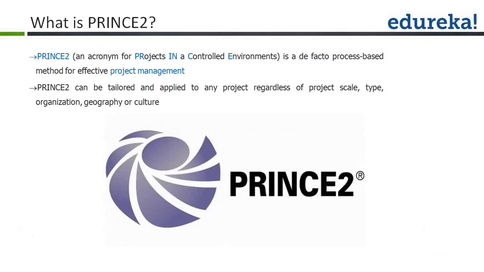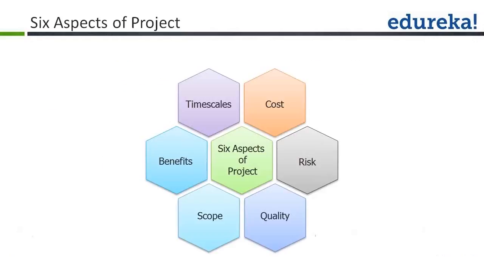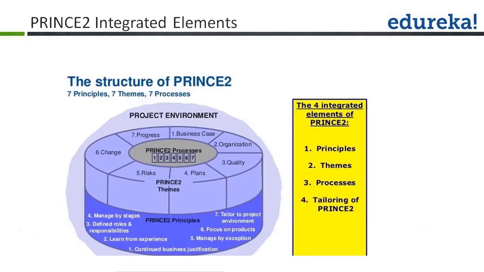One of the major advantages of Prince2 is that it can be tailored and applied to any project regardless of the project scale, type, organization, geography, or culture. Now this is in brief about the 6 aspects of the project in Prince2. Now let's talk about the 4 Prince2 integrated elements that define the structure of Prince2.